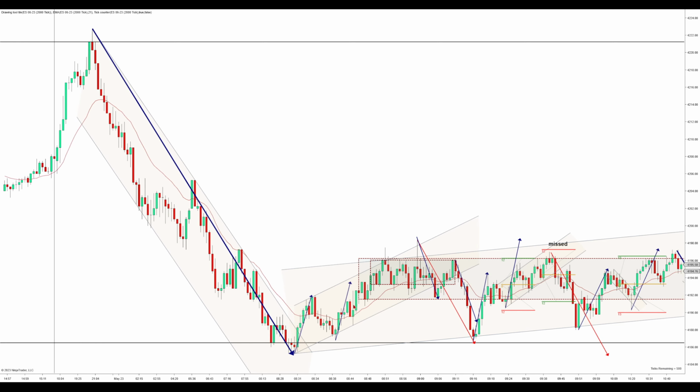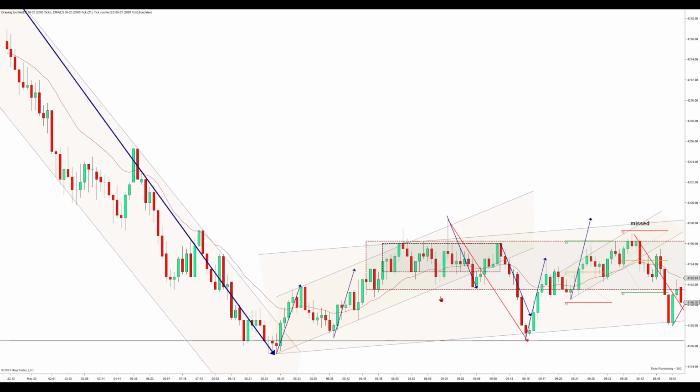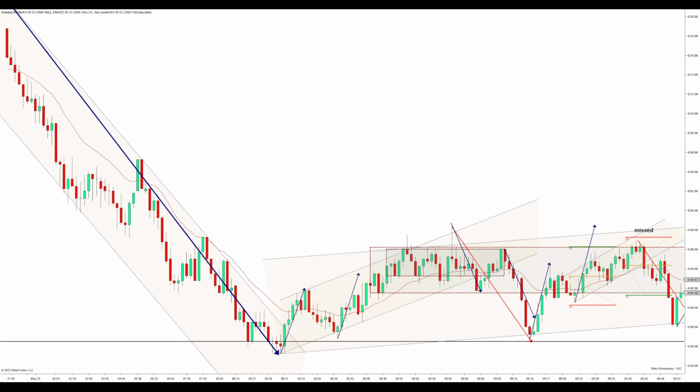Now, I don't like this entry right here because of a couple reasons. One of them is that you have this measured move right here and you've already almost completed it. And one other thing is, on a failure, you want to trap trade. You want to enter where people are getting trapped. You want to enter on their stops, right?